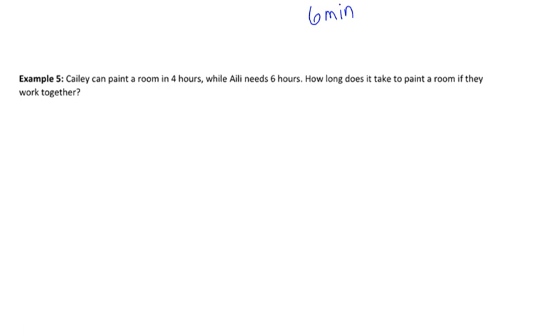Example 5, Kaylee can paint a room in 4 hours, while Ailey needs 6 hours. How long does it take to paint a room if they work together? So this is similar to the tables that we did in our last section. So from 7.8, when we were comparing work rate, like the cold water tap takes so long and the hot water tap takes this long, how long would it take together?